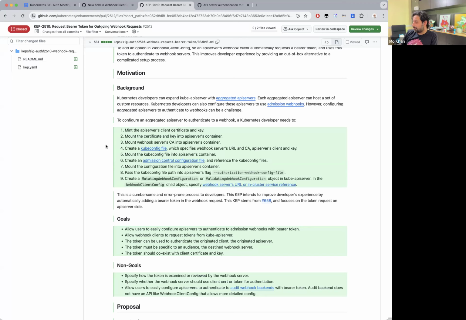I think the other aspect of this that I don't know has been explored is, when you consider the fact that it's not just kube-apiserver, right? It's also aggregated API servers that need to call out to this. I think you need to have some mechanism for authorization.